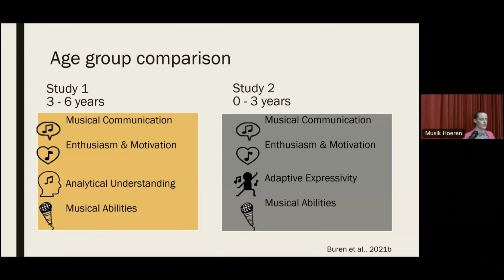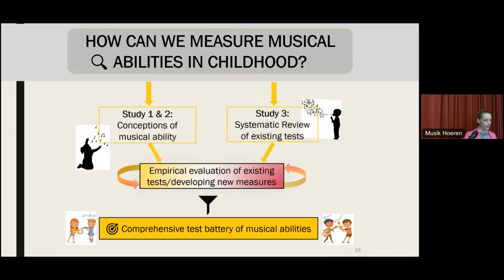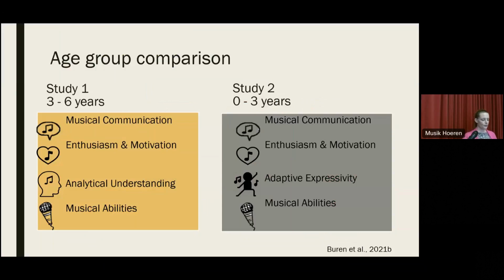The difference we do see here is that adaptive expressivity seems a bit like a precursor of analytical understanding, because every item that went in there was things like, if you play music to the child, can he or she use the body to express what the music is like? So it's more like an unconscious form of analytical understanding. The infant or child has to analyze what he or she is hearing and then react to that and show it through that form of adaptive expressivity, while the older ones can already talk about it and think a bit more about it. And then we phrase that more as analytical understanding. And then we do see in both groups, in both models, the musical abilities.